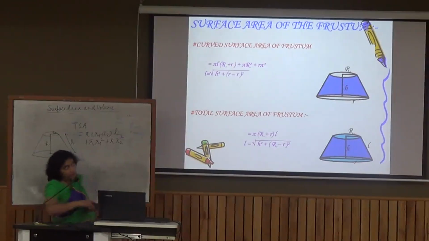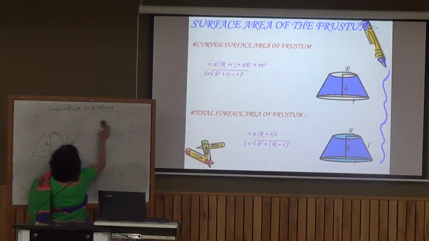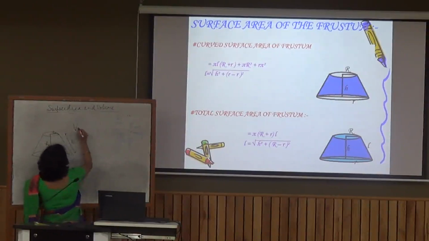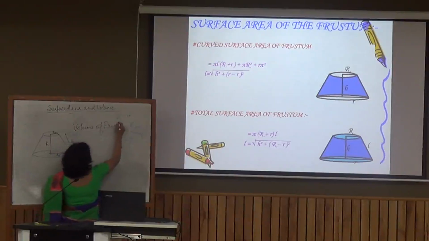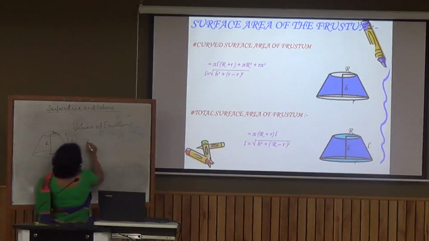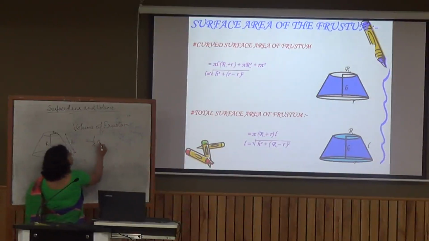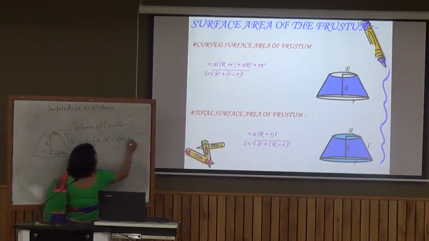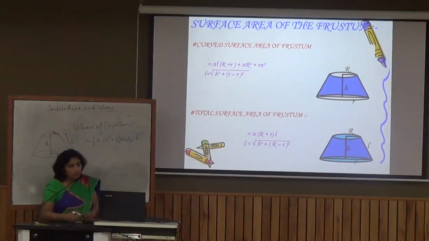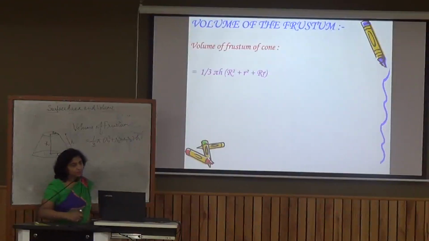Now we move to the volume. Volume of frustum is given as, volume of cone is 1 by 3 pi r square h. So we have two radii here. So 1 by 3 pi (r1 square plus r2 square plus r1 r2) into h. And this gives us the volume of the frustum. Now let's move on to the example of the frustum.